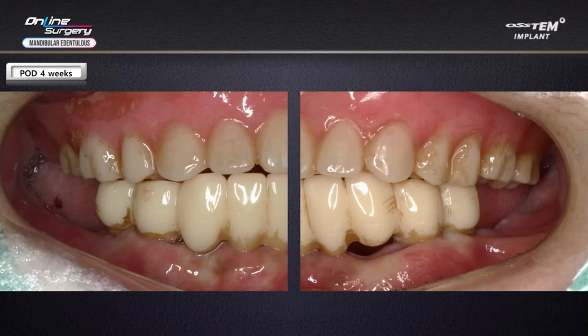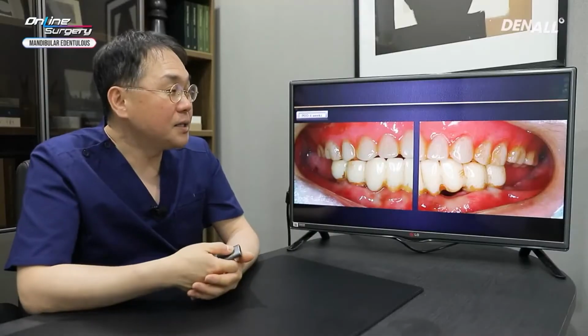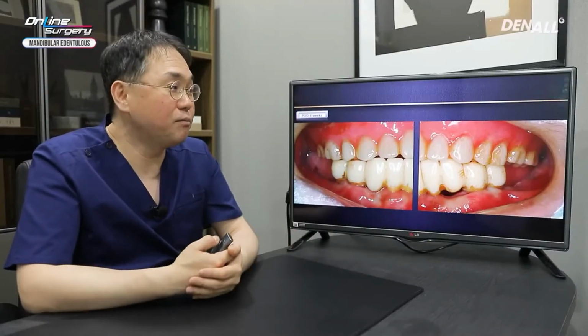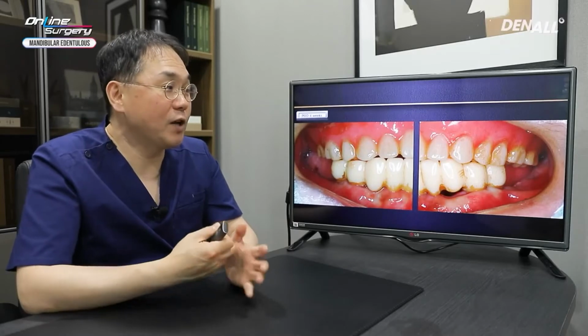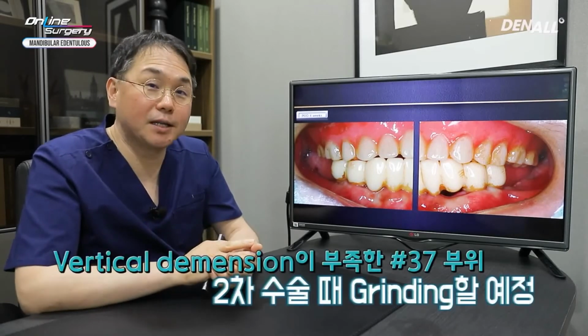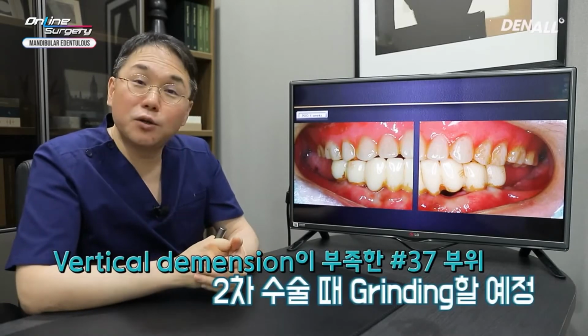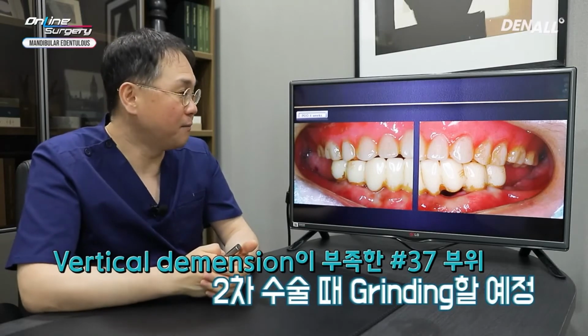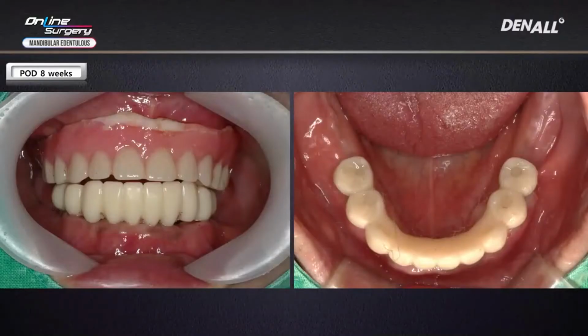3D looks sufficient for prosthetic restoration. On number 37, the vertical dimension seems lacking comparatively. In secondary surgery, you can grind the ramus distal to number 37. This is the follow-up at the 8th week. Occlusion is well maintained. The newly formed vertical dimension, the patient has become accustomed to it and is masticating well.